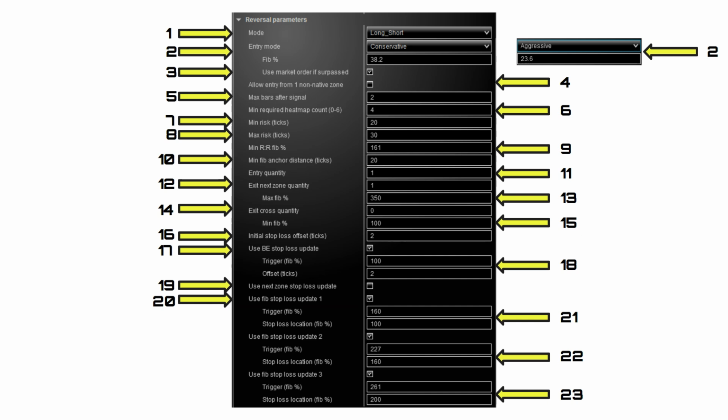So use fib stop loss update 1. So when it goes through, in this case, number 21, 160%, move the stop to 100%. Then the next one is stop loss update number 2. When it goes through 227%, adjust it to 160. And then the last one at number 23 is 261% to 200. It really depends on how fast and which instrument you're trading. So these are adjustable because you've got to look at the groove when you're optimizing and where those stop loss adjusts need to be.